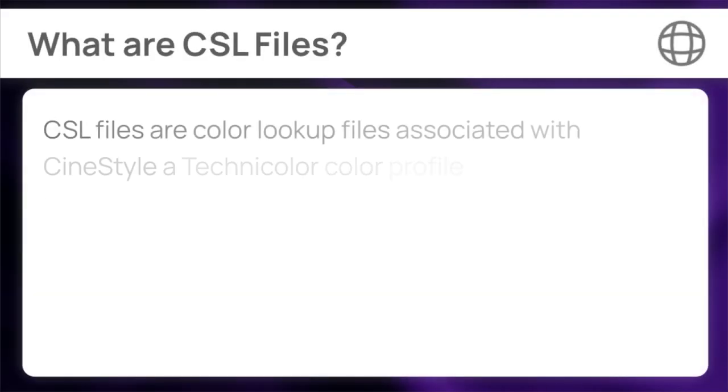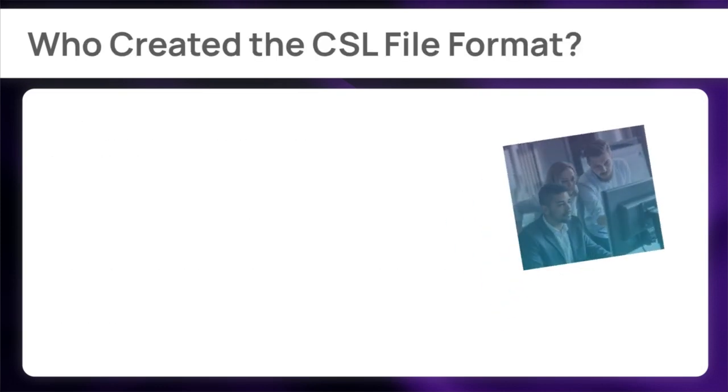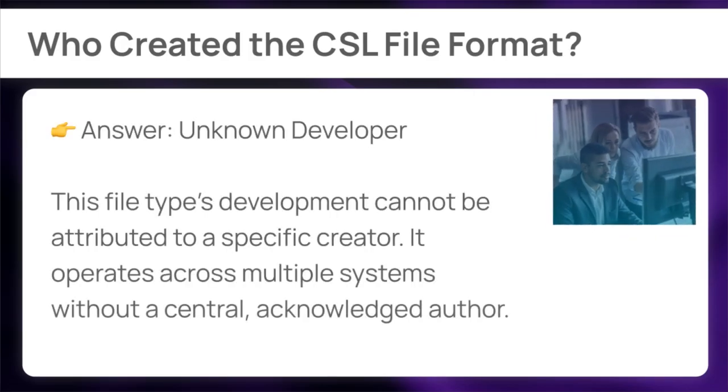CSL files are color lookup files associated with CineStyle, a Technicolor color profile designed for video productions. They contain LUT lookup table data that transforms video color from CineStyle's flat capture profile to standard Rec. 709 or other color spaces, enabling cinematic color grading workflows.